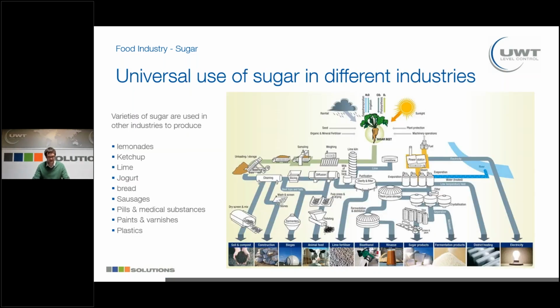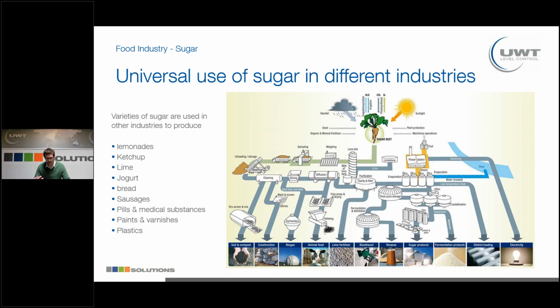So what we said, sugar beet is universal, like UWT devices. You can use it almost everywhere. Also, the sugar industry is everywhere. Sugar is in lemonade, in ketchup, yogurt, also in bread. If you see the brown crust on the bread, that comes from the sugar. Also pills, medical substances also have a small ingredient of sugar.